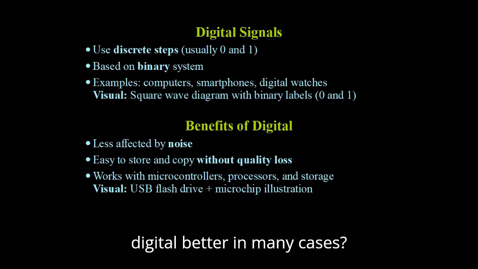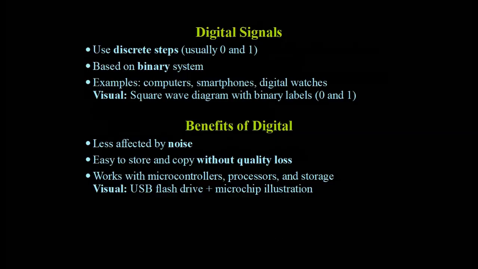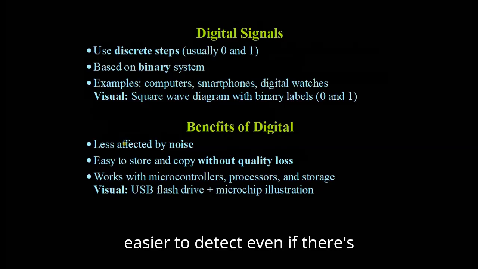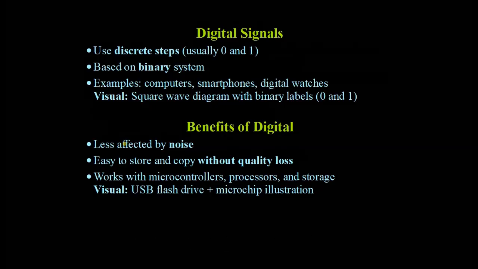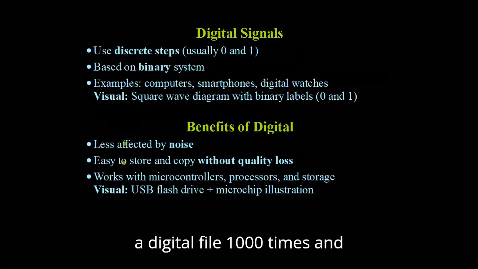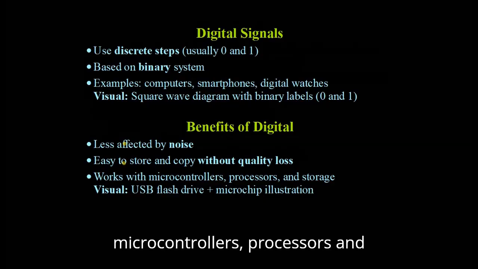Why is digital better in many cases? Here is why. Number 1. Less affected by noise. A signal that's either 0 or 1 is easier to detect even if there's interference. Number 2. Easier to store and process. You can copy a digital file 1,000 times and never lose quality. Number 3. More compatible. Digital signals work seamlessly with microcontrollers, processors, and storage devices.